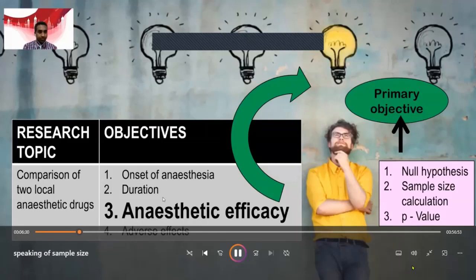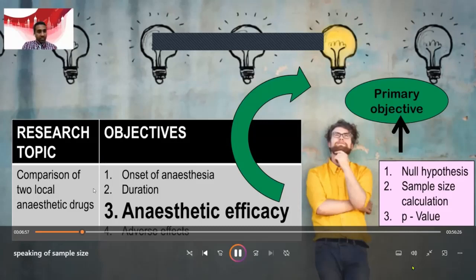This is the question. Let me choose anesthetic efficacy or duration, anything you can choose, but choose any one objective as your primary objective. Suppose I'm choosing anesthetic efficacy as my primary objective, then I will be stating the null hypothesis, I will be doing sample size calculation, and I will be calculating p-value only for the primary objective.